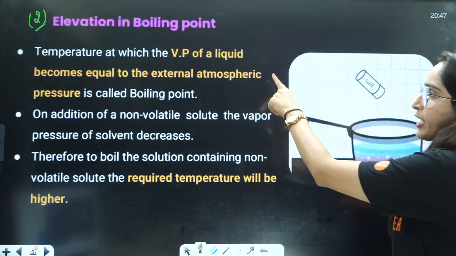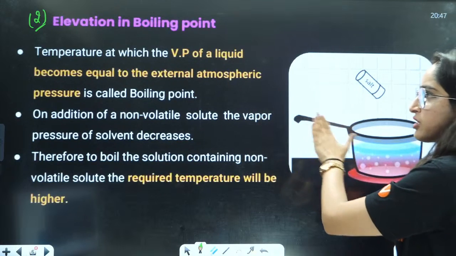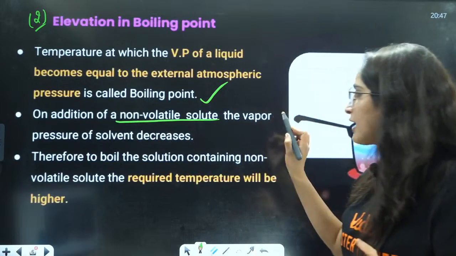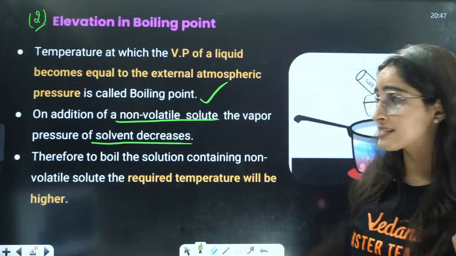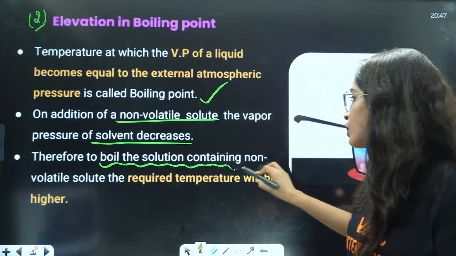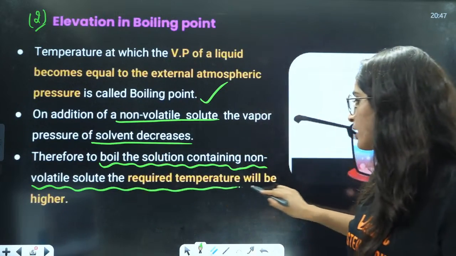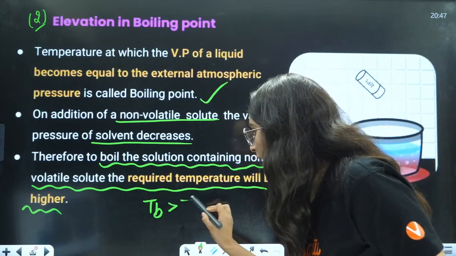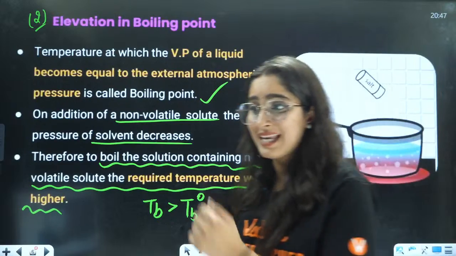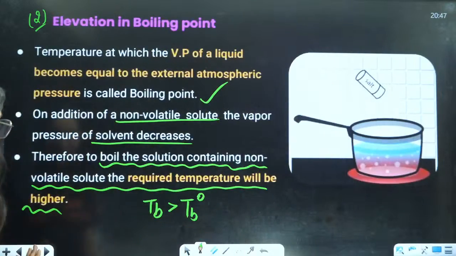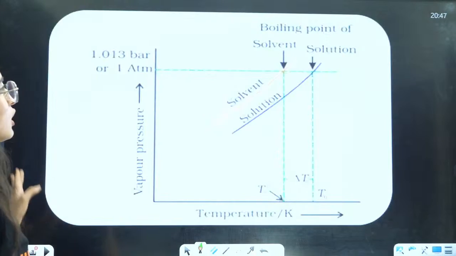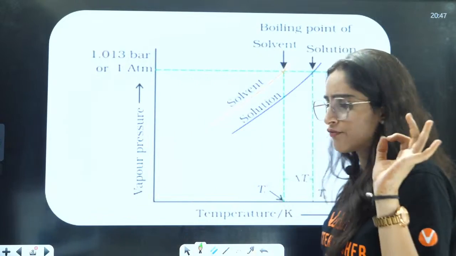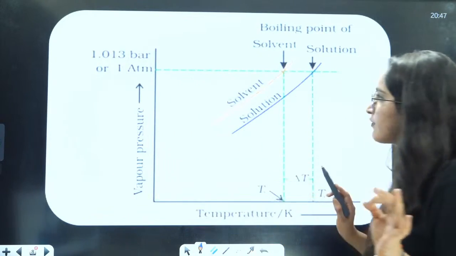The temperature at which the vapor pressure of a liquid becomes equal to the external atmospheric pressure is called the boiling point. On addition of non-volatile solute, the vapor pressure of the solvent decreases. Therefore, the temperature required for the solution containing non-volatile solute to boil will be higher. That is, TB is higher than TB naught. There is elevation in the boiling point. This is the graph that we can draw. The graph is directly from your NCERT, a very, very beautiful graph.